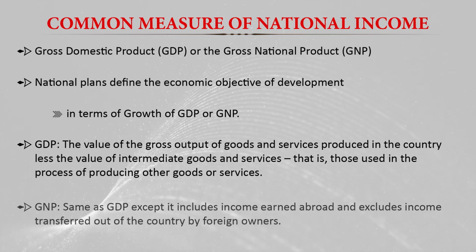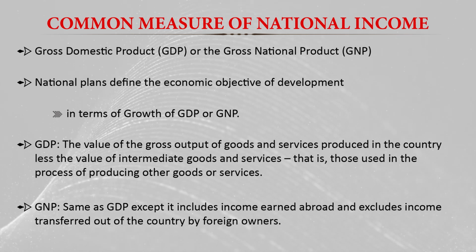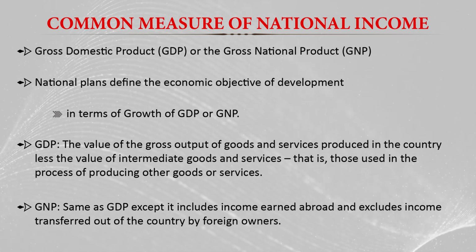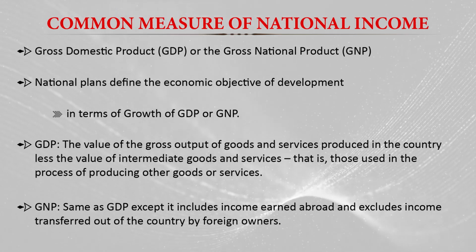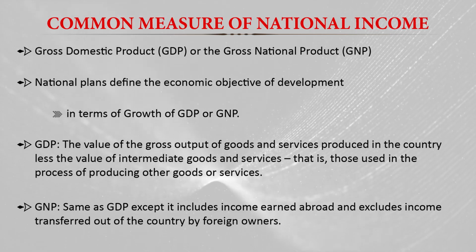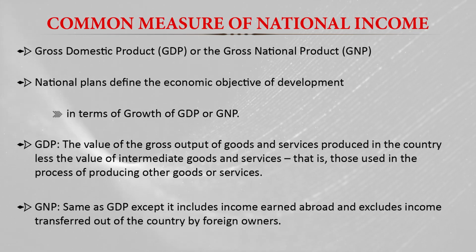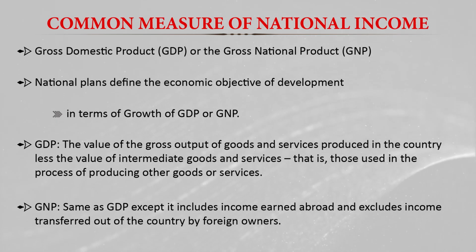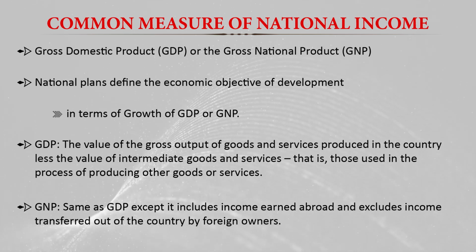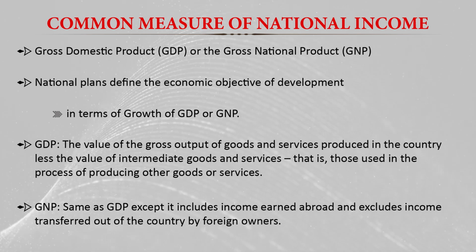GNP is basically the same as the GDP, except it includes income earned abroad, and it excludes income transferred out of the country by the foreign owners. So basically, it includes only the incomes which are generated by the country. The contribution of the foreign economy or the external market, we subtract from the GDP, then we get the GNP.